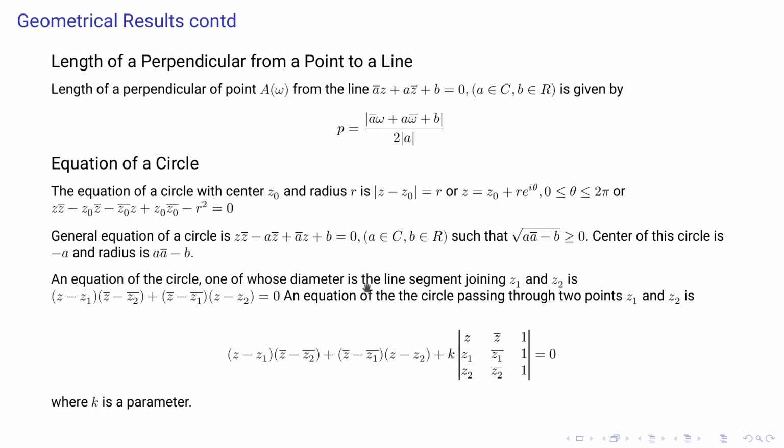The equation of the circle where the diameter is the line segment formed by joining z1 and z2 is given by (z minus z1)(z bar minus z2 bar) plus (z bar minus z1 bar)(z minus z2) is equal to 0. Now, the equation of a line passing through 2 points z1, z2 is given by this equation, where k is a parameter.